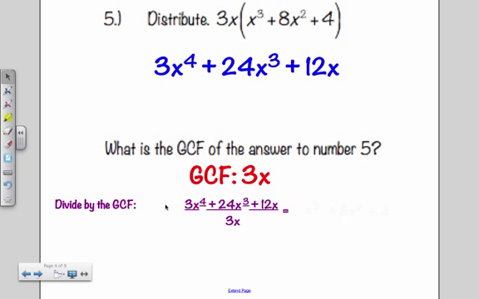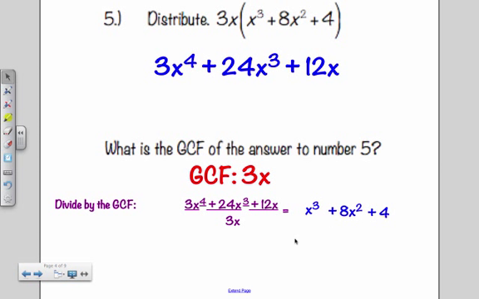So 3 divided by 3, right here you got this 3 divided by this 3, you get 1, and then x to the fourth divided by x, you get x to the third. And then 24 divided by 3 is 8, x to the third divided by x is 8x squared. And then 12 divided by 3 is 4, x divided by x is 1, 4 multiplied by 1 is 4.